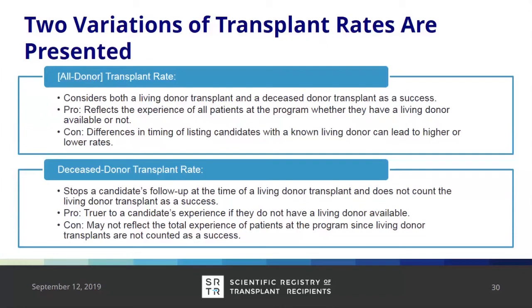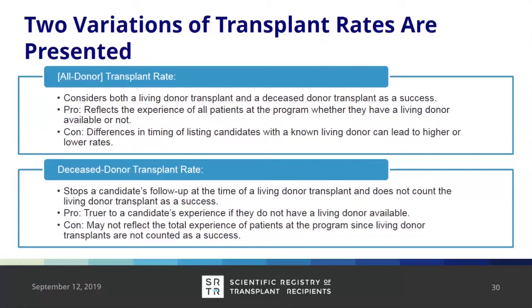Although there's no real quote-unquote right answer to this problem, we solve this by just presenting both constructs. The top one, the transplant rate, considers both a living donor transplant and a deceased donor transplant to be a success, okay? And the denominator is calculated in the same way that I showed you before. I have a pro and con listed on each of these. I think the pro here is that this reflects the experience of all patients at the program, whether they have a living donor available or not.